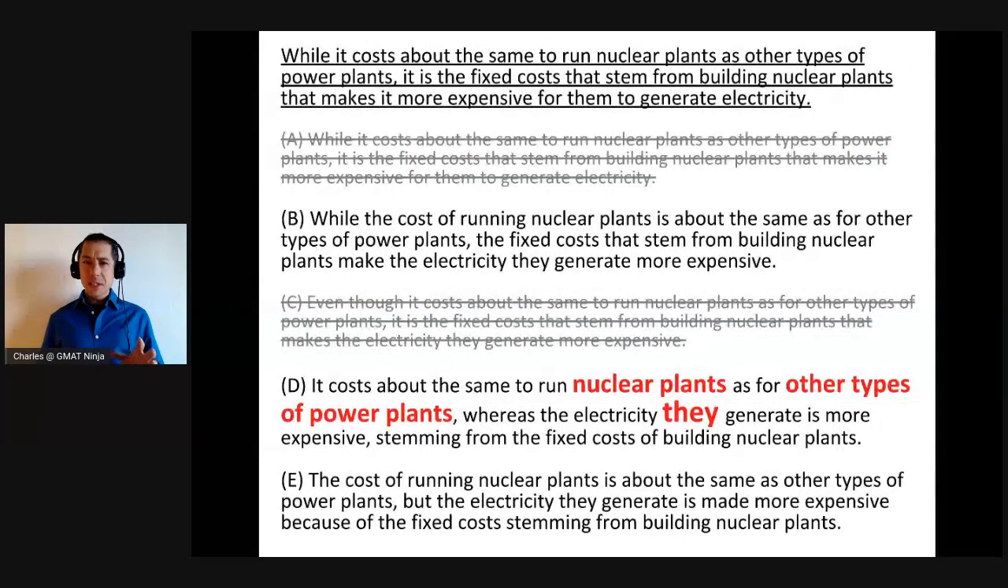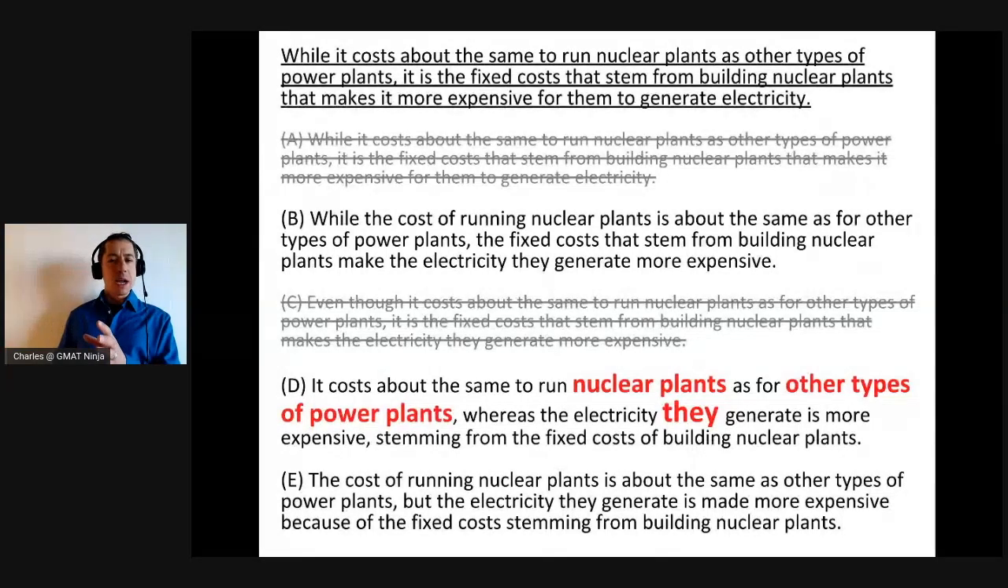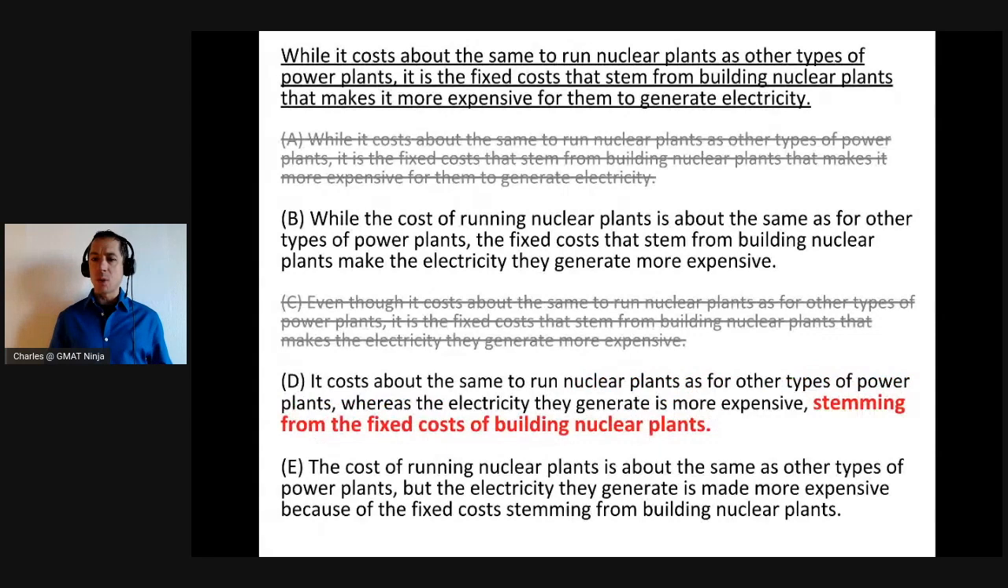Now, as we look at D, a bunch of little funky issues here. As we look at that pronoun again, this time we have a they, legitimately confusing. Is that they referring back to the nuclear plants or the other types of power plants? Not totally clear. Again, ambiguity is not an absolute rule on the GMAT, but I'd rather avoid it here if I can. Let's see if there's anything else we can work with.